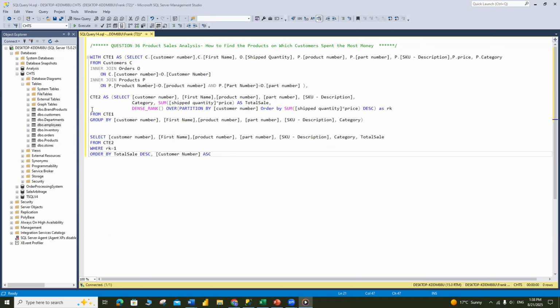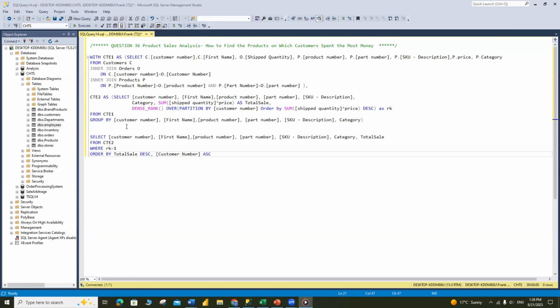Step 2. Calculating total sales per product per customer. Firstly, group by customer and product. For each customer-product combination, calculate the total amount spent, which is done by the sum of shipped quantity multiplied by price. Then rank products per customer. For each customer, products are ranked by total money spent, highest first. Dense rank means if two products tie for first place, they both get rank equals 1.